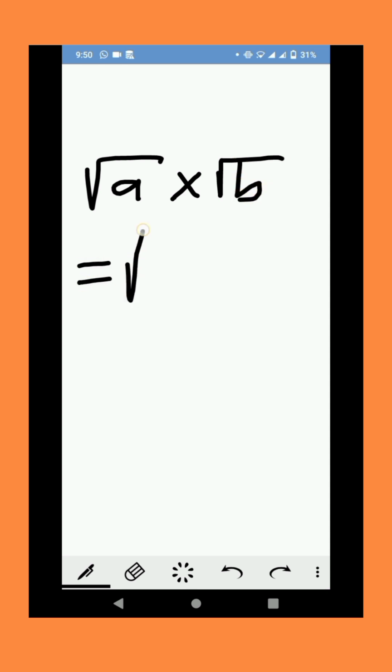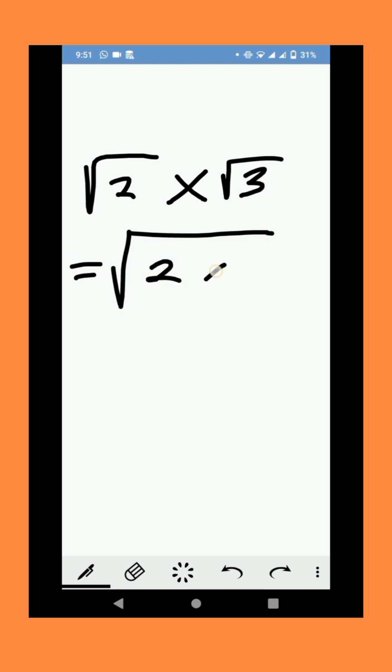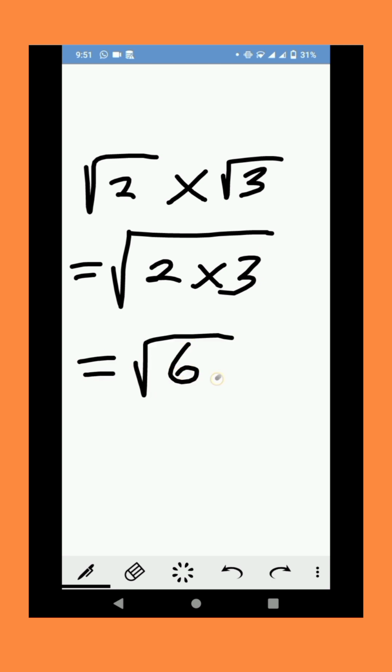Unlike surds can be multiplied. Root a times root b will give you root a times b, which eventually gives you root ab. So unlike surds can be multiplied. An example can be root 2 times root 3, and this is equal to root 2 times 3, which eventually gives you root 6. Unlike surds can be multiplied.